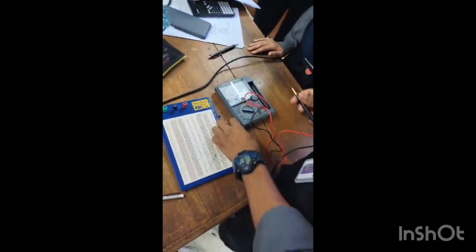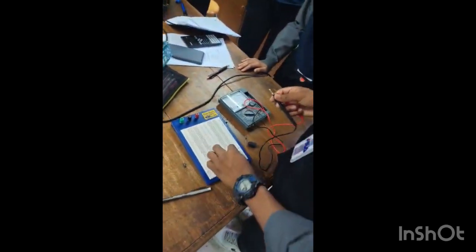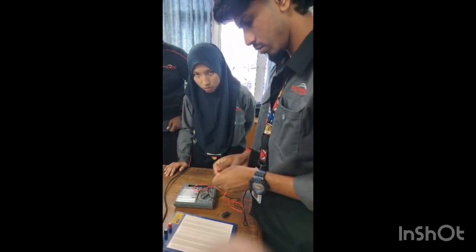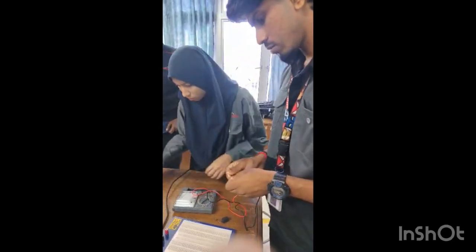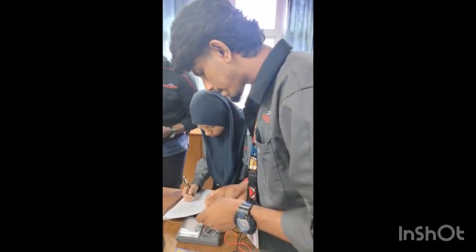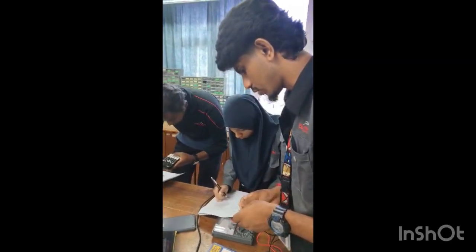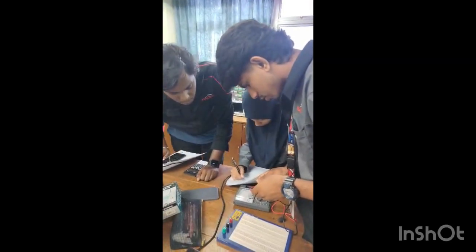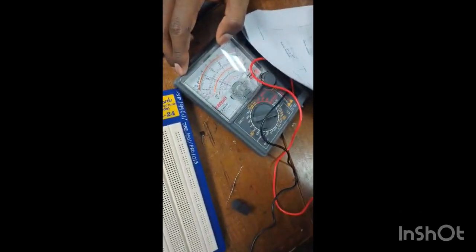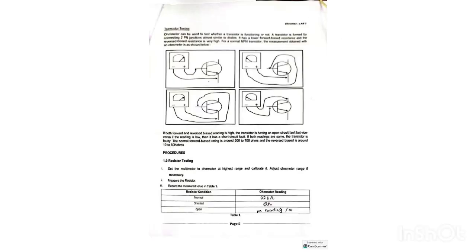The equipment used in this experiment include digital multimeter, capacitor, diode, transistor, C9012 and C9013. These two are essential for measuring resistance, capacitance, and checking component condition. This part we are doing for resistor, and this is the resistor value results on this table.